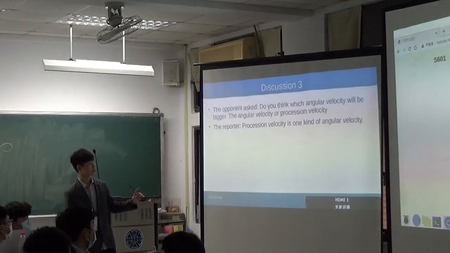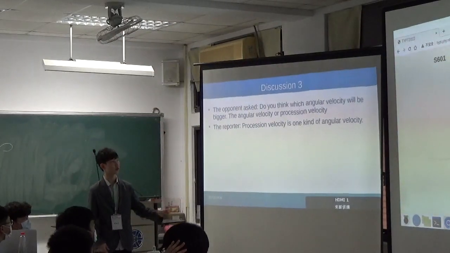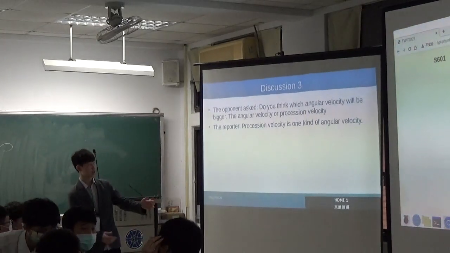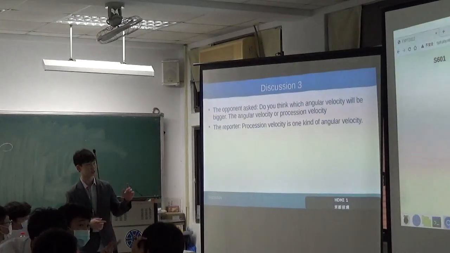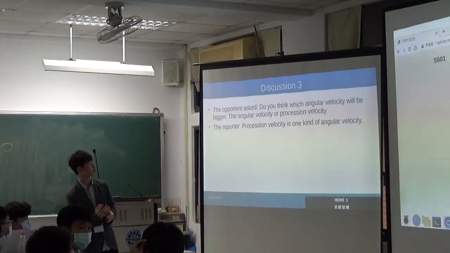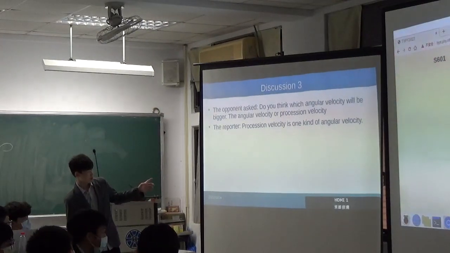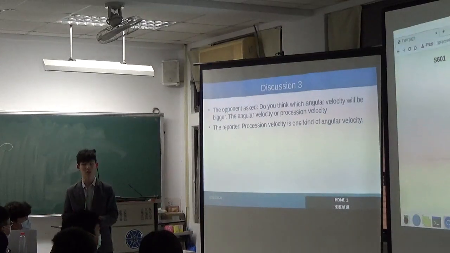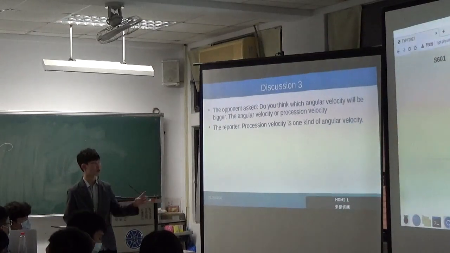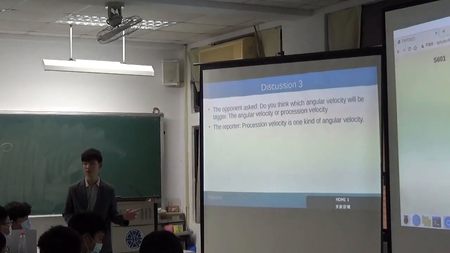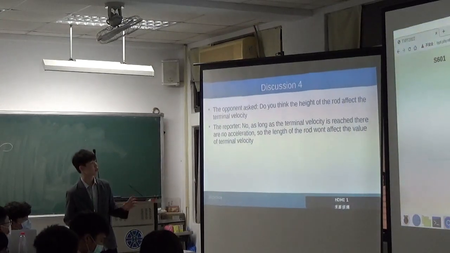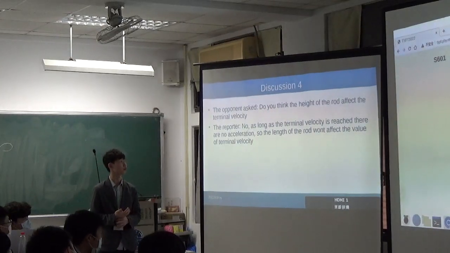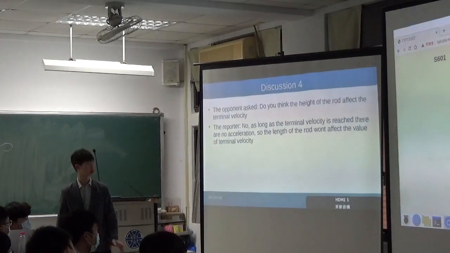And the third question is which angular velocity will be bigger, the spinning angular velocity or the precession angular velocity. So we have written it in our theory. And the next question is whether the height of the rod affects the terminal velocity, and we don't really think that will affect it.